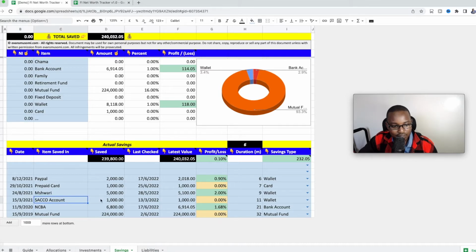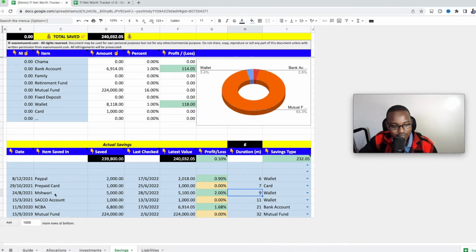SACCO, he has a front office savings account at his SACCO, and this is how much is there. This is one of the things he's categorized as a wallet instead of a bank account.